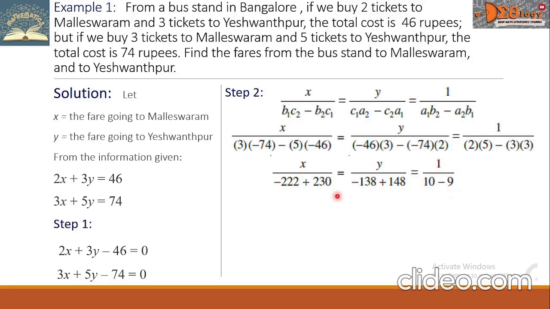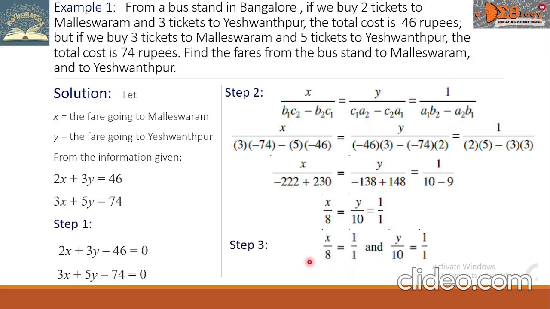Simplifying the denominators respectively, for the first fraction we have 8, the second fraction, the denominator is 10, the third fraction, the denominator is 1. Now step 3, we will solve for x and y respectively. What we will do here, this first fraction x over 8 we equate to the third fraction 1 over 1. Now solving for y, we equate y over 10 to the third fraction 1 over 1.